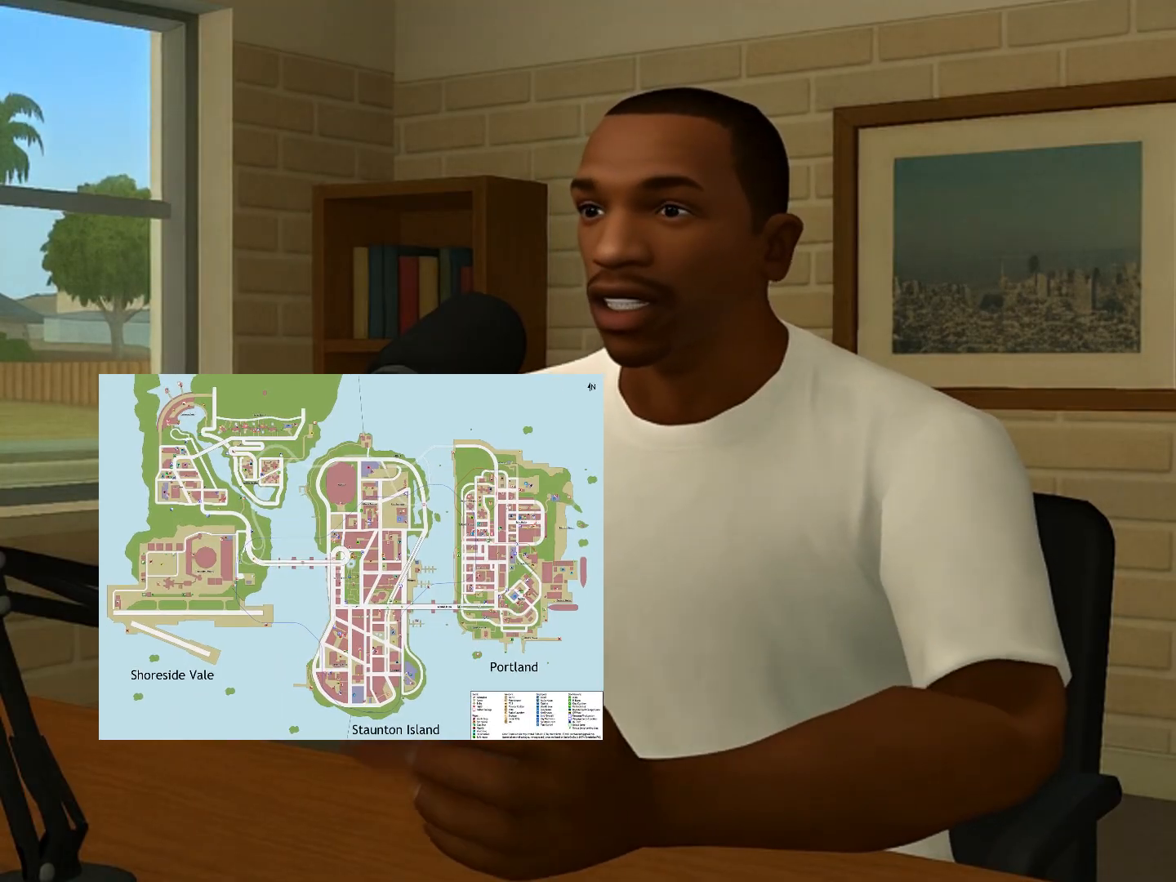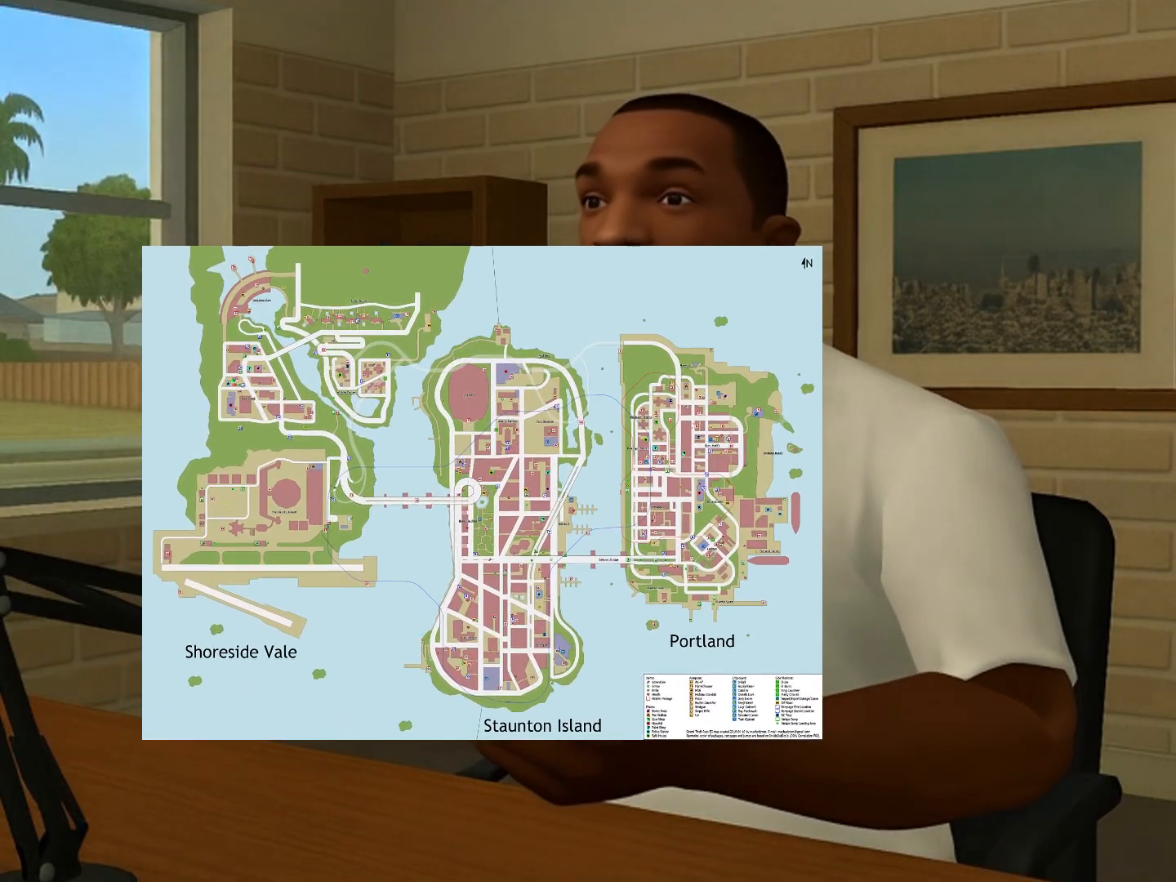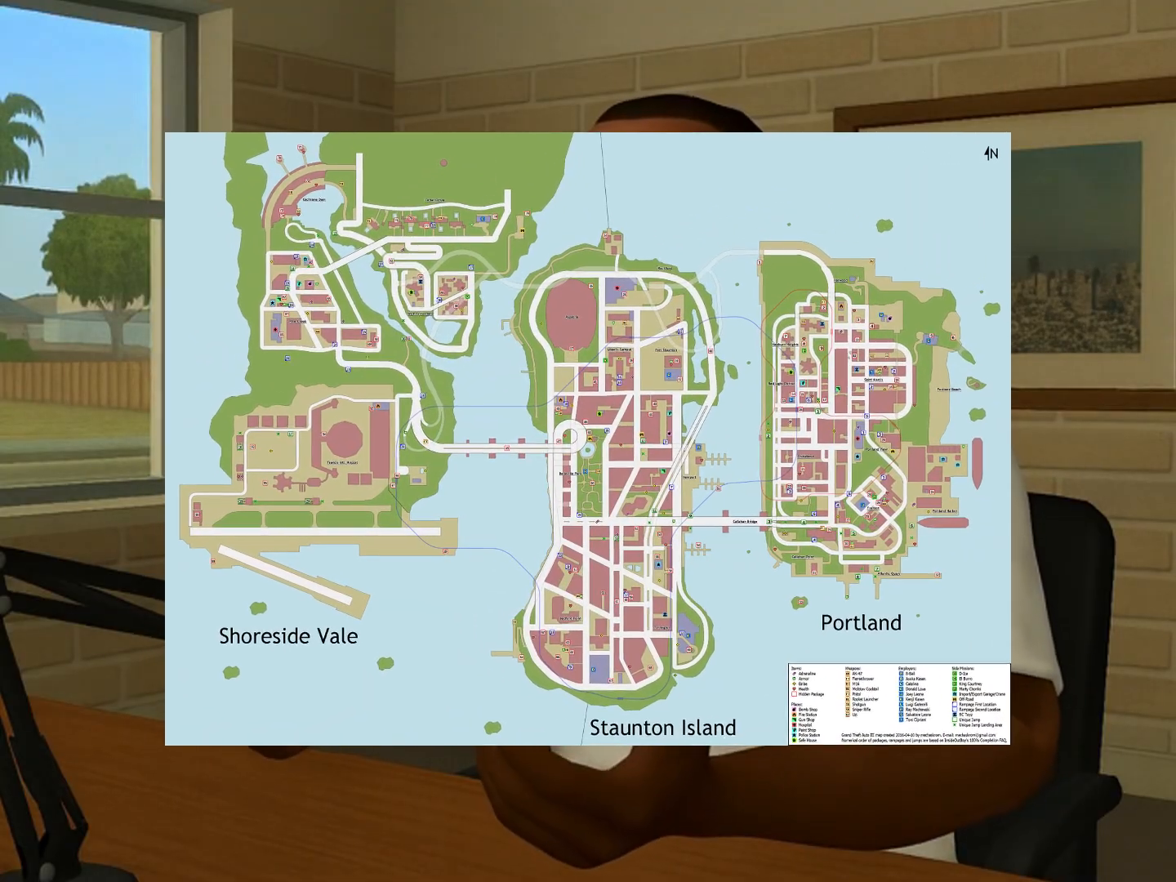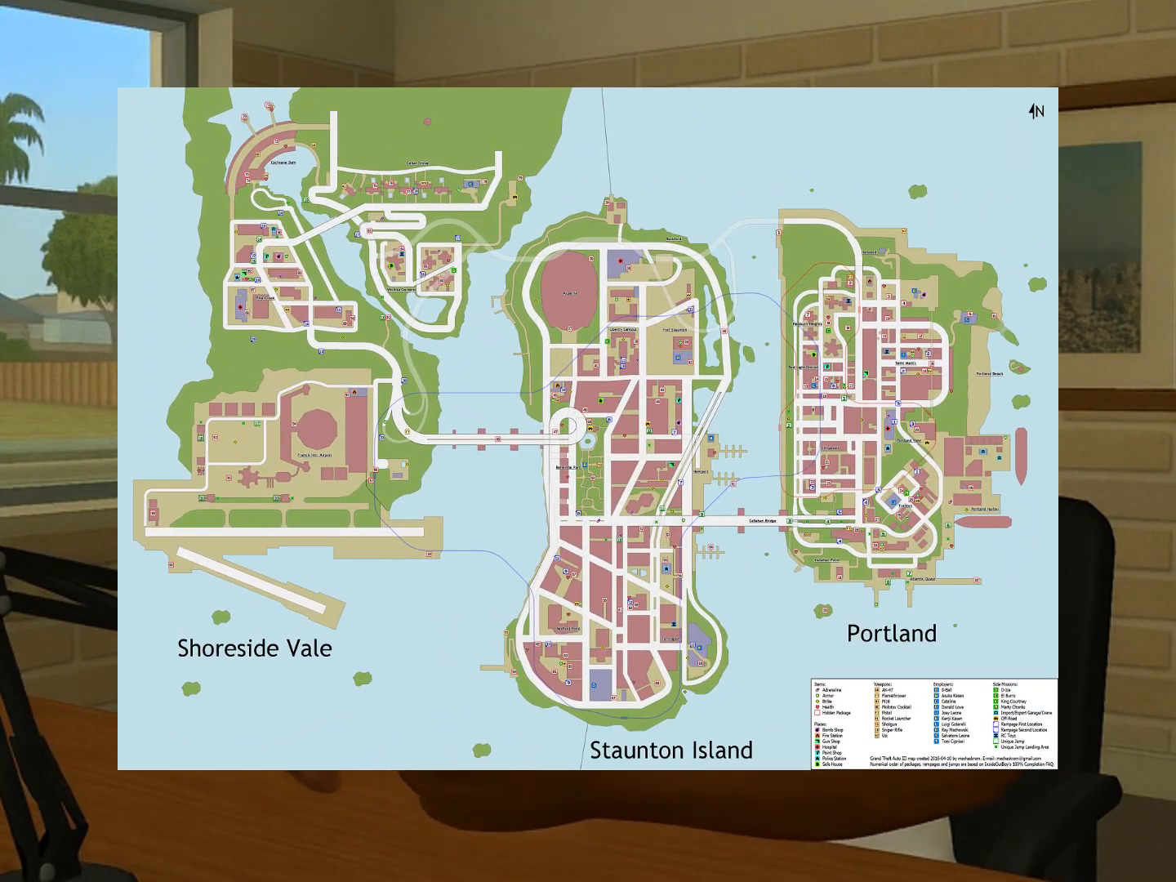Player progression was tied to completing story missions, which unlocked new areas: Portland, Staunton Island, Shoreside Vale, safe houses, and further objectives. The wanted level system functioned as a state machine, where crimes increased the variable triggering escalating police responses, represented by stars, which could be reduced by evasion, Pay 'n' Spray visits, or collecting bribes.